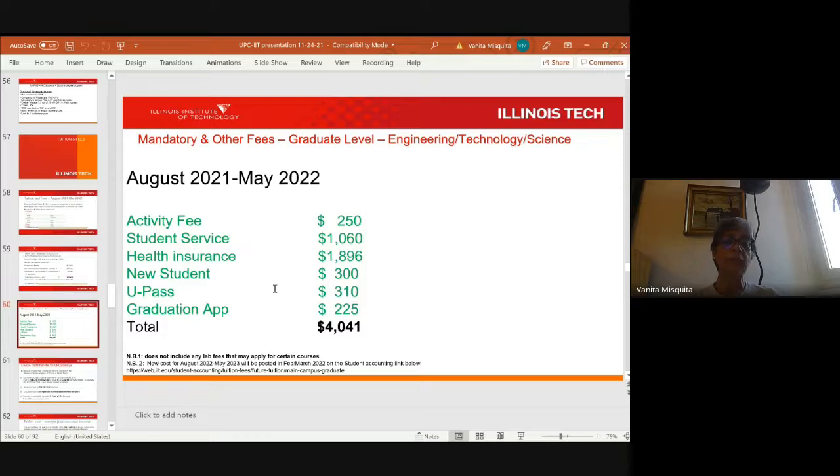New student fee is a one-time fee when you come as a new student, all the activities that we organize for you. UPass is the use of the metro, the bus, and the train unlimited for the year. Graduation application fee is the activities we organize for you, the cap and gown when you graduate. So this would be an additional $4,000 added to your tuition cost.